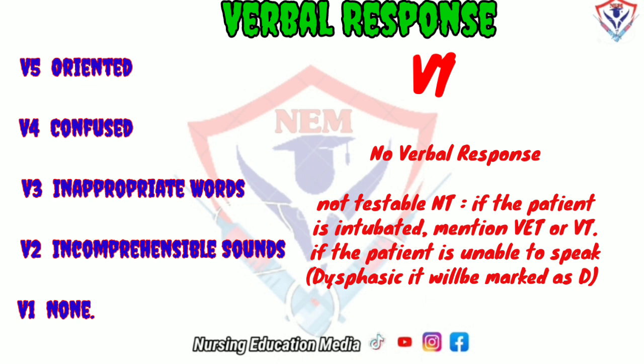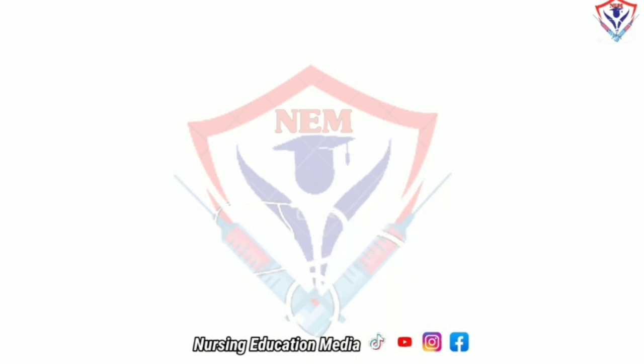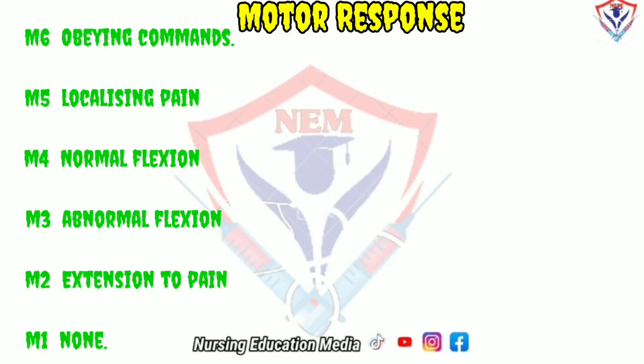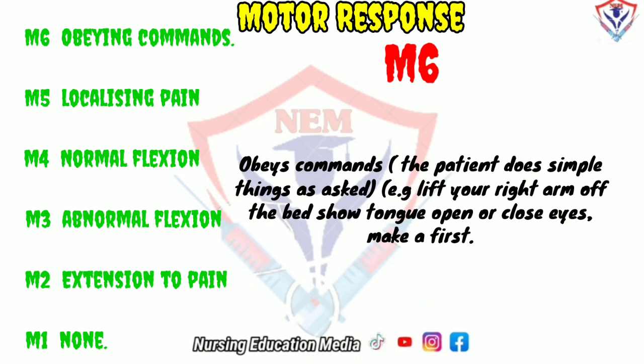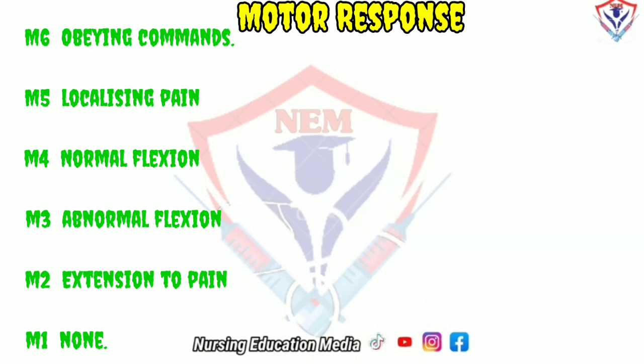Now, let's discuss the last component, motor response. The first score is M6, that is obeying commands. Here, the patient obeys commands. Patient does simple things as asked. Example, lift your right arm off the bed, show the tongue, open or close eyes, make a fist.